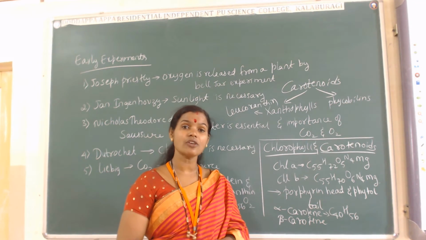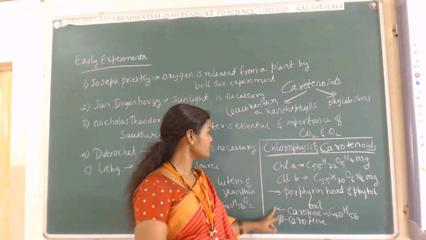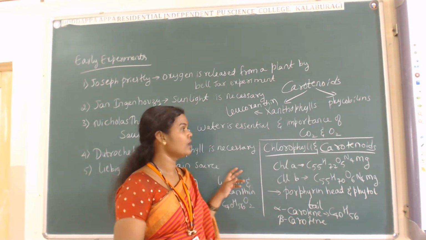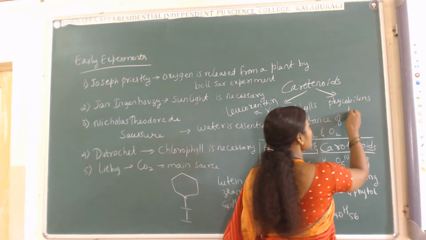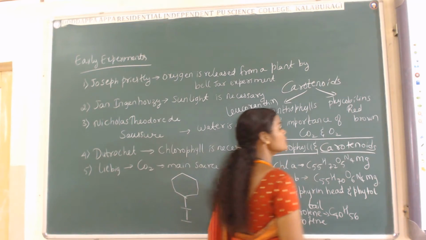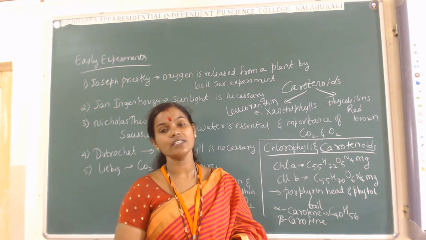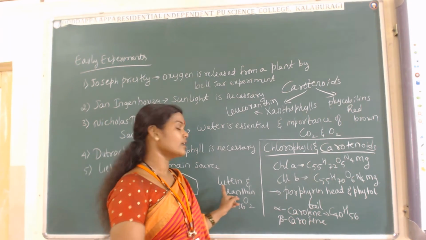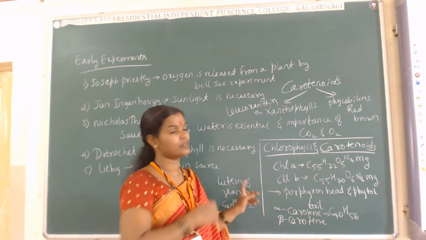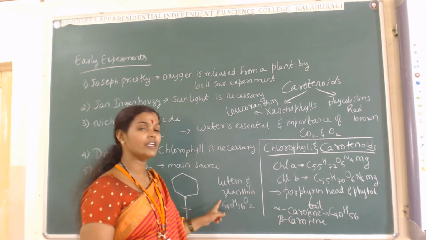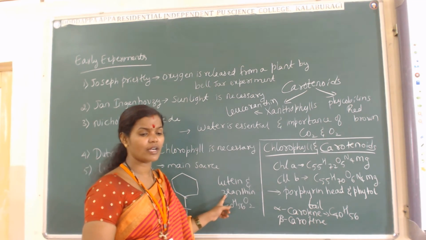Understood? So these orange colored pigments are of three types: alpha carotene, beta carotene and leucoxanthin. Whereas the phycobilins consist of red color, brown color. Usually the phycobilins are present in algal organisms and also in higher organisms. There are two types of phycobilins. One is called lutein and the other one is called what?